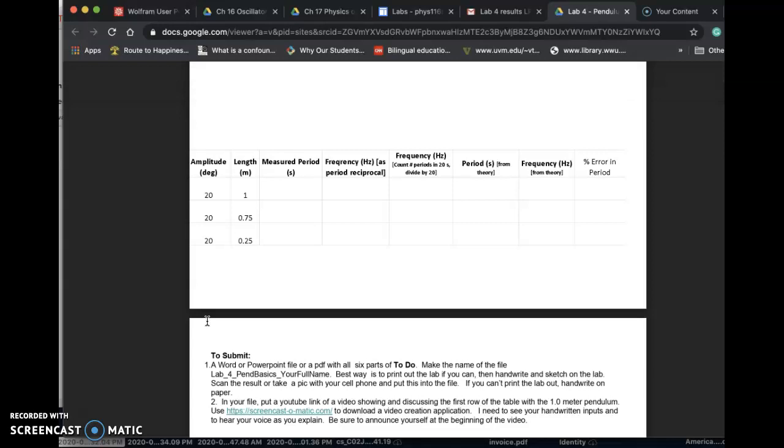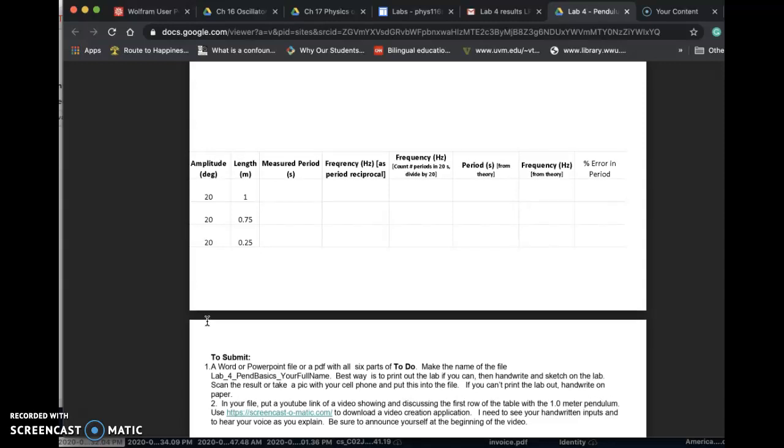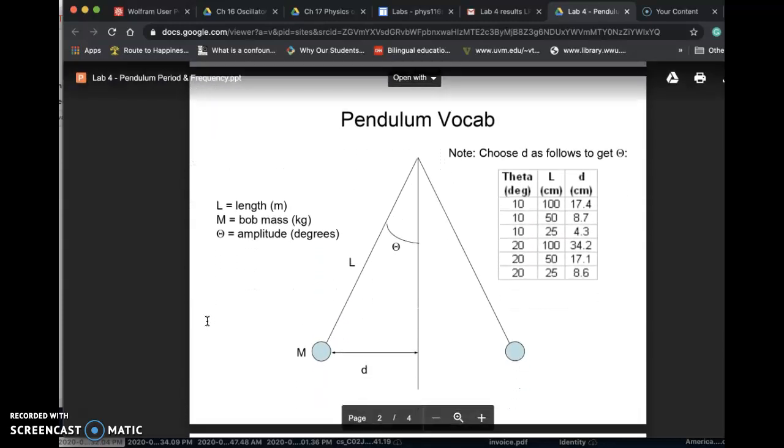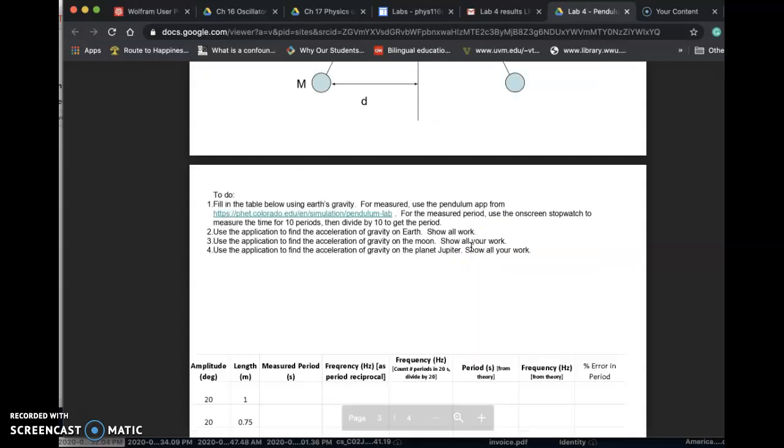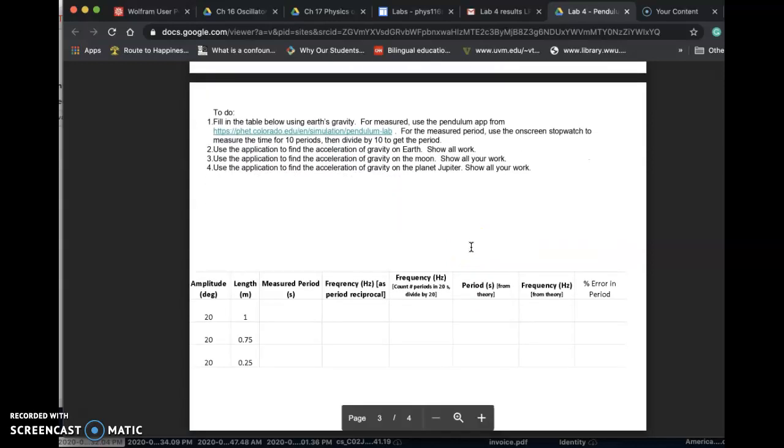It is a table in the first column where we have an amplitude of 20 degrees and one length of a meter. Showing in this, here is the pendulum and this is the length of the string. It will be brought out to a theta that is 20 degrees. And from there, we measure how long it takes for it to complete 10 back and forth movements. We take that time interval and divide by 10 to get the measured period.